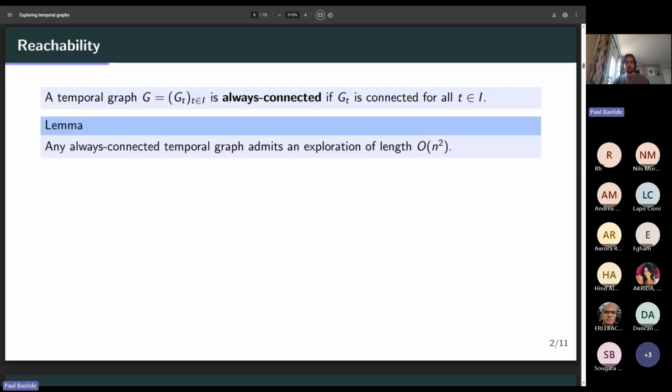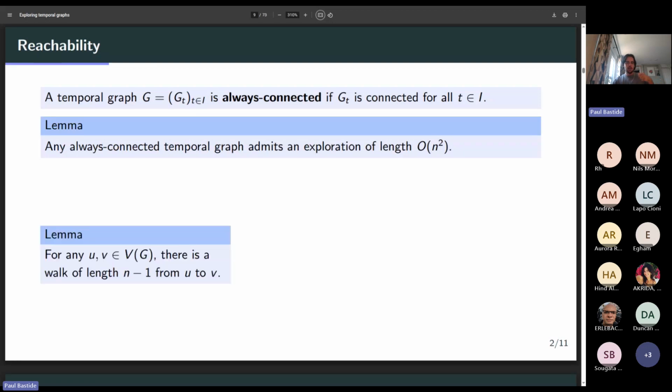And this is already enough to get a finite bound instead of an infinite bound. So you can get an n squared bound. And this is something that was known. And the proof of this n squared bound is quite interesting.